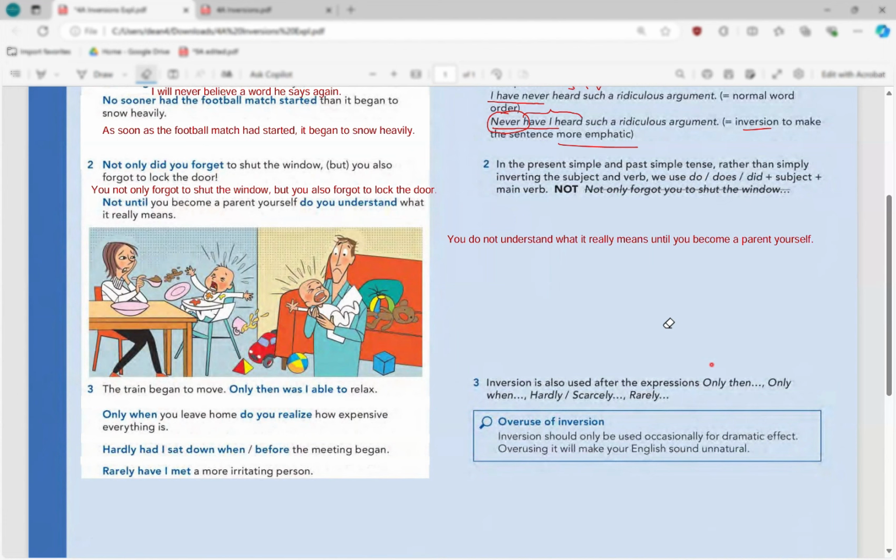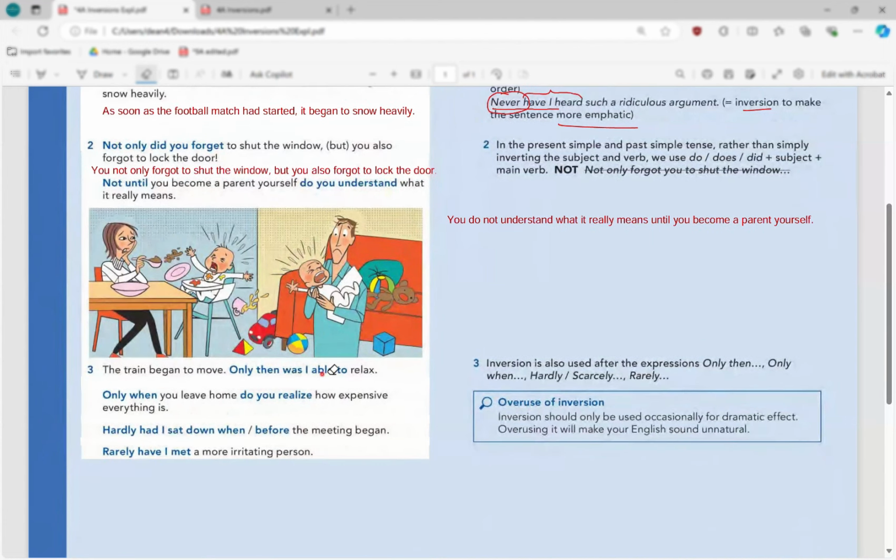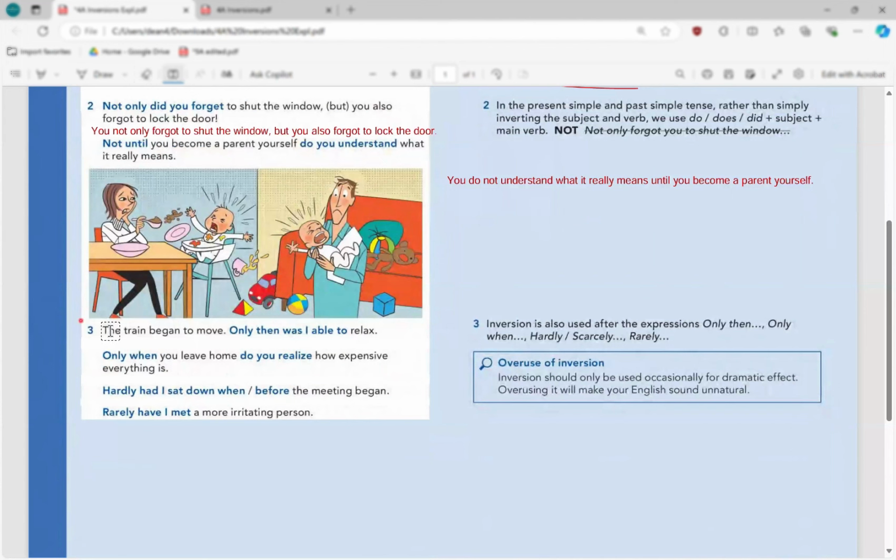So they give me an example again here. The train began to move. Only then was I able to relax. Look, was I able to relax? That is question format, but it's not a question because I'm starting my sentence with an adverb or adverbial phrase. You see, only then. So what is the normal structure here? The train began to move. So I was able to relax only then. See, this is a normal structure. I was able to relax only then.